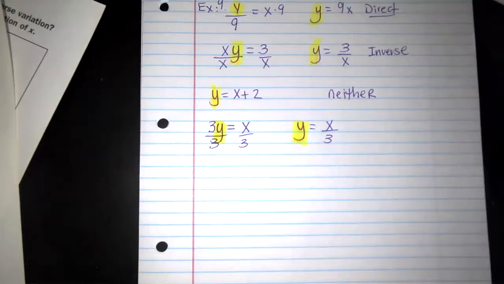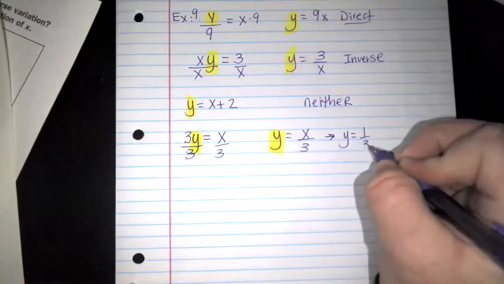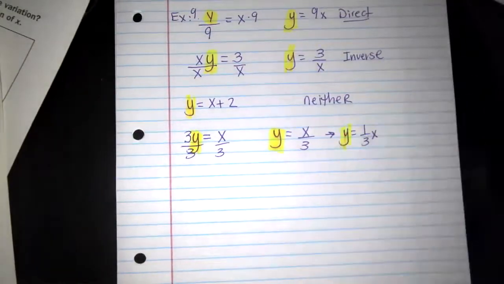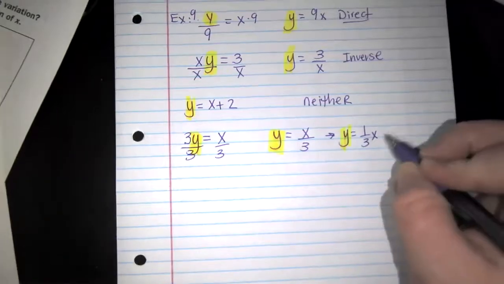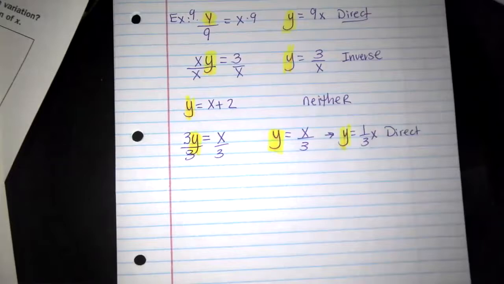Okay, but wait a minute. What's the number in front of the x, though you don't see it? It's 1. So could you rewrite this as y is equal to 1/3 x? And then what is it? Is it inverse or is it direct? It's direct. It's the location of the x. Watch. If the x is on the bottom, then it's inverse. Okay, so just be careful. The number was on the bottom, not the x.